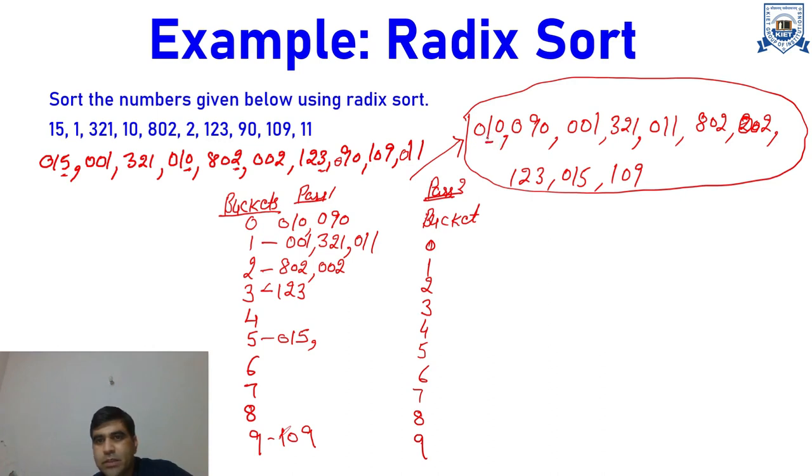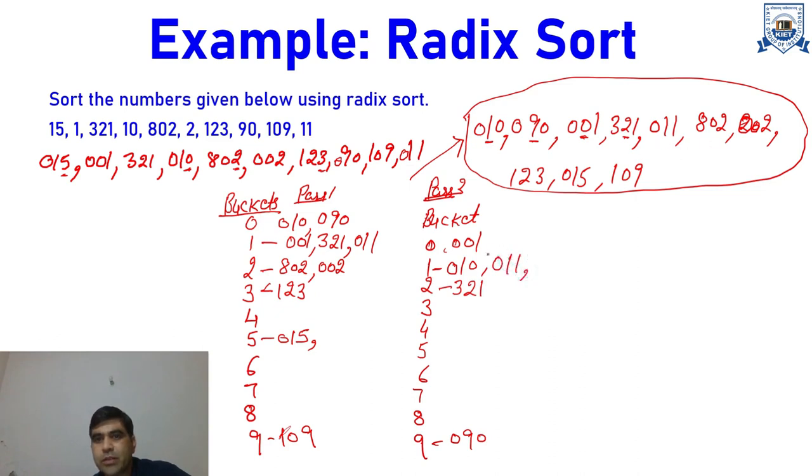Now in this case the second symbol is 1, so I place 010 into bucket 1. You understand my point? In this case the second symbol of 090 is 9, so I will place it into the 9 bucket, because I am sorting according to the second symbol. Now here we have 0, so I'll put 001. Then we have 2, so I'll put 321. Then we have 011, so 011 goes in bucket 1.